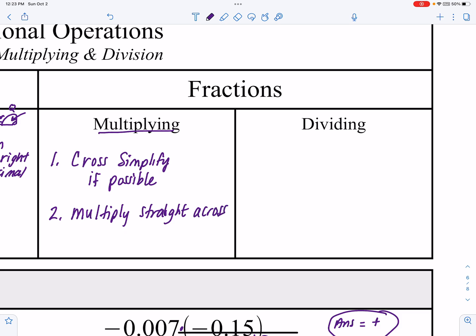Okay. When we're dividing fractions, we'll go through a set of things. Similar to subtracting integers, we just don't do it. With dividing fractions, we just don't do it. All you do instead is multiply by the reciprocal.